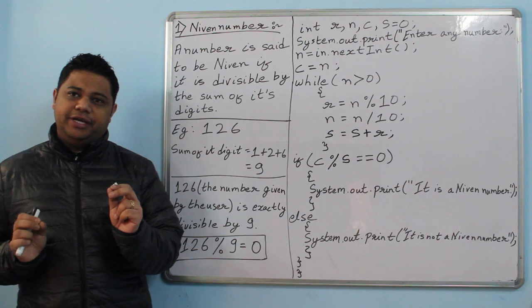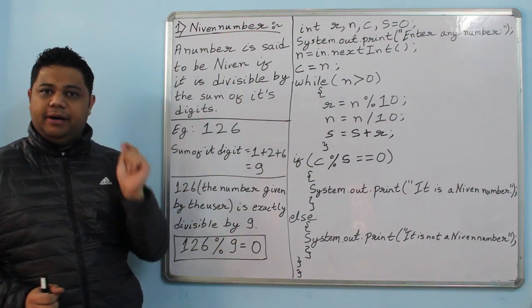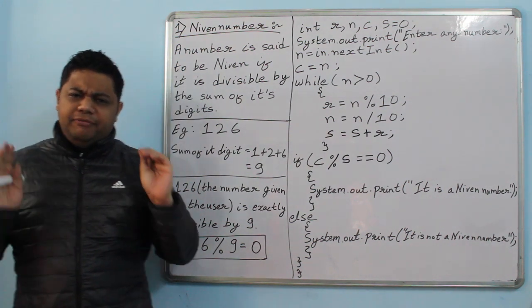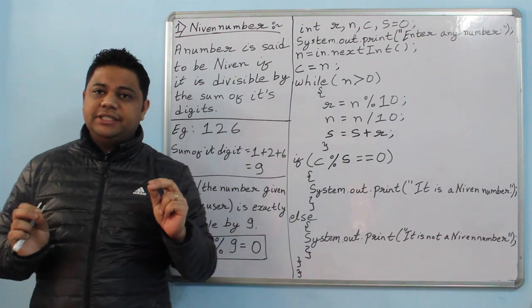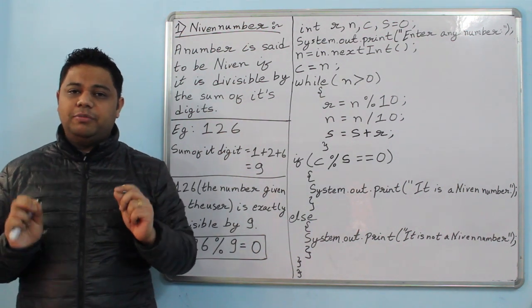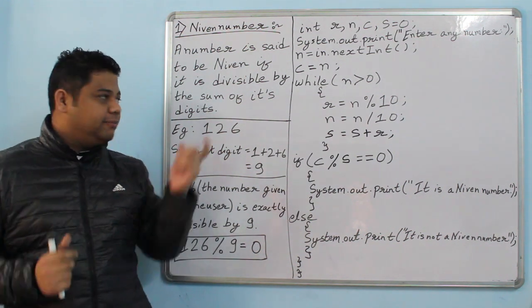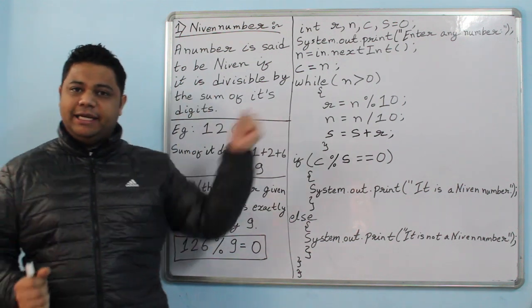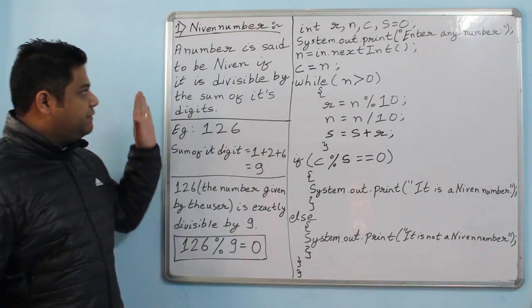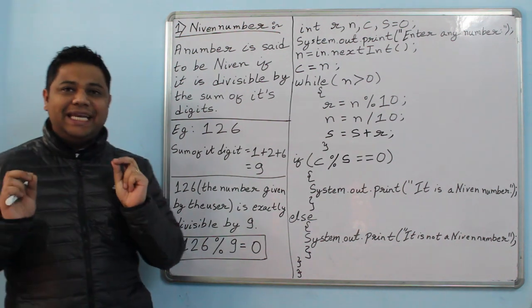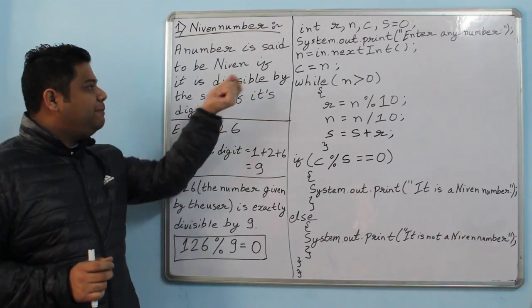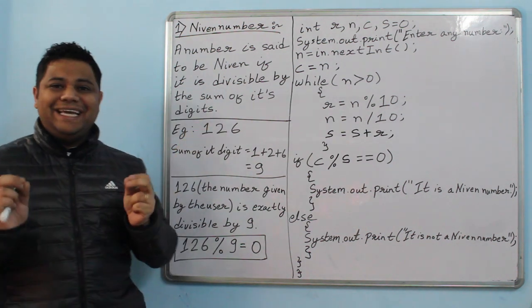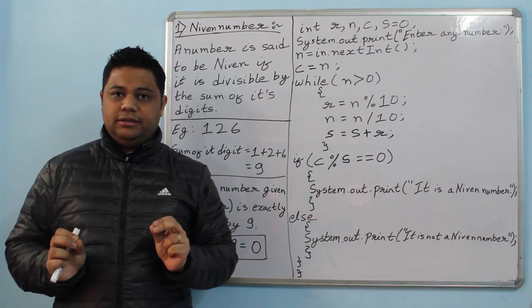The first program over here is Niven number. Before we start any number program, the first thing we have to do is understand the program, as I've told you. So let's understand what a Niven number is theoretically and then we'll attempt the program. I have written the definition: a number is said to be Niven if it is divisible by the sum of its digits.